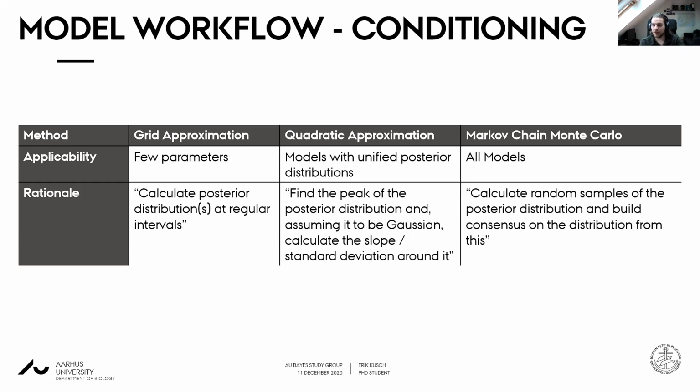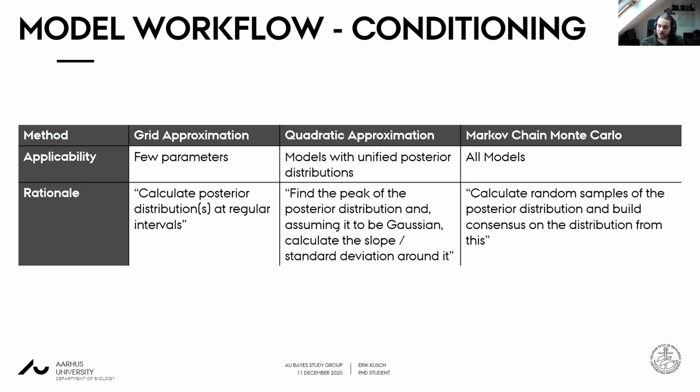But if we put this into words, the quadratic approximation works in such a way that it moves along the posterior distribution in small steps, finds the peak of the posterior distribution, and then assumes that the peak here is Gaussian, so it has a bell shape, and that might be one part where it fails if it doesn't have that bell shape. We calculate the slope and standard deviation around that peak to get a better understanding of the posterior distribution without having to create the entire posterior at once.